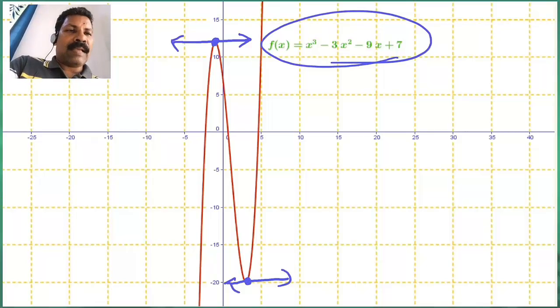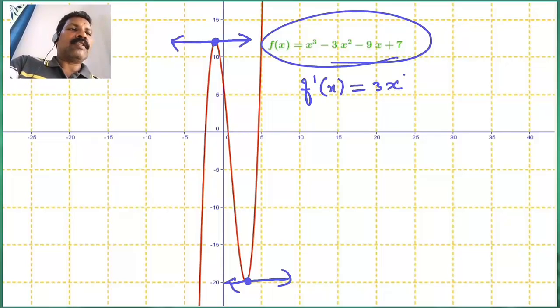Tangents are parallel to the x-axis at those points. We have to find those points. So how to find it? Here again, I told you we can find the slope of the tangent by taking the derivative. So what is the derivative here? That is f'(x) = 3x² - 6x - 9. Calculus says this is the derivative at any point (x, y).